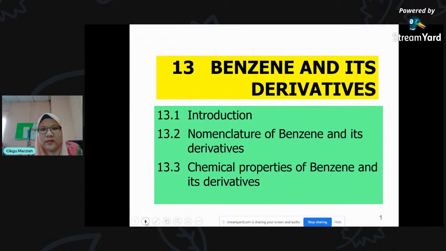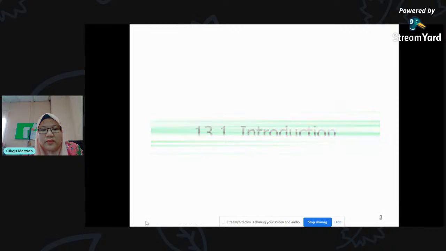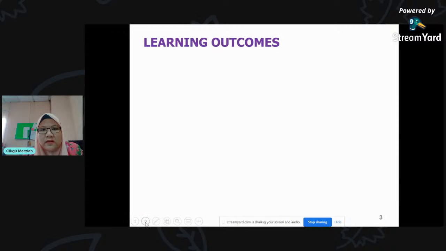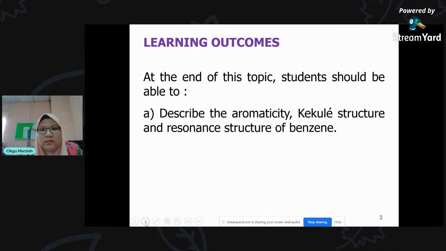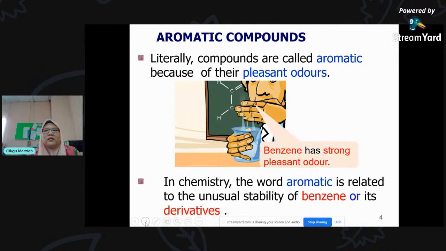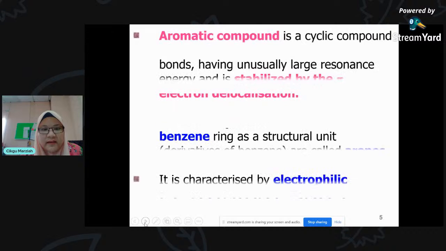Okay, this is an introduction. Literally, these compounds are called aromatic because of their pleasant odor. Usually they have a smell. One example is benzene, and its derivatives are benzene with derived compounds, for example fluorobenzene and chlorobenzene. That is what derivative means.